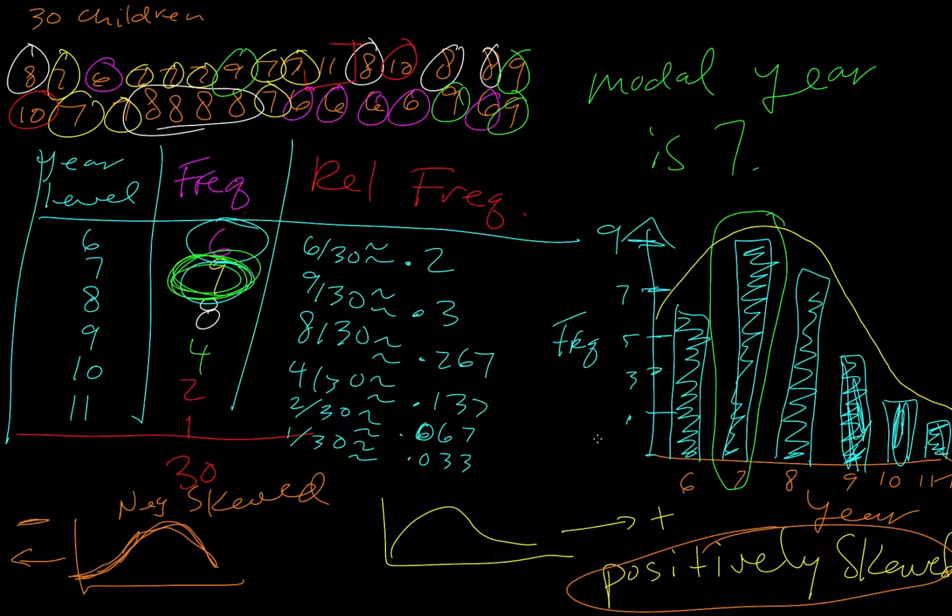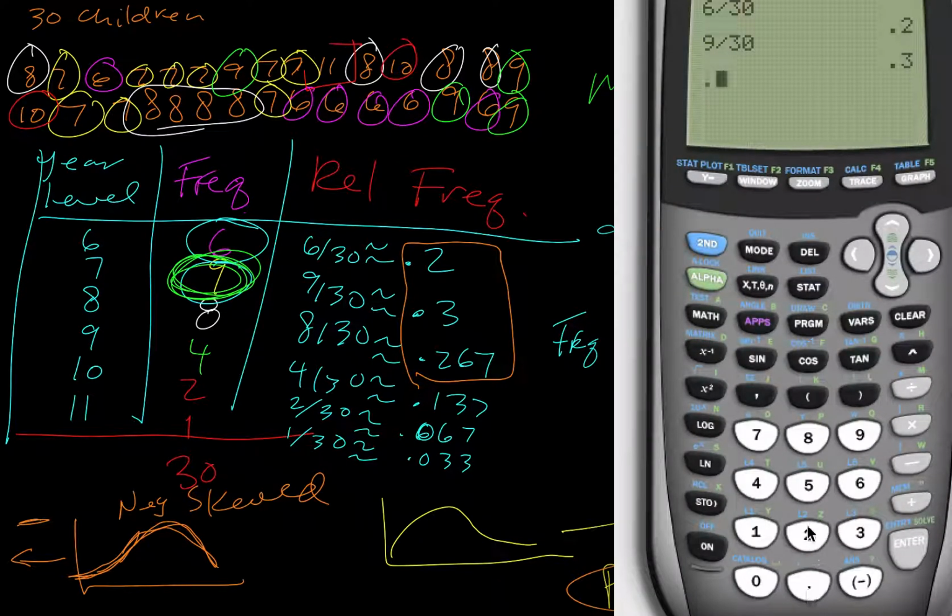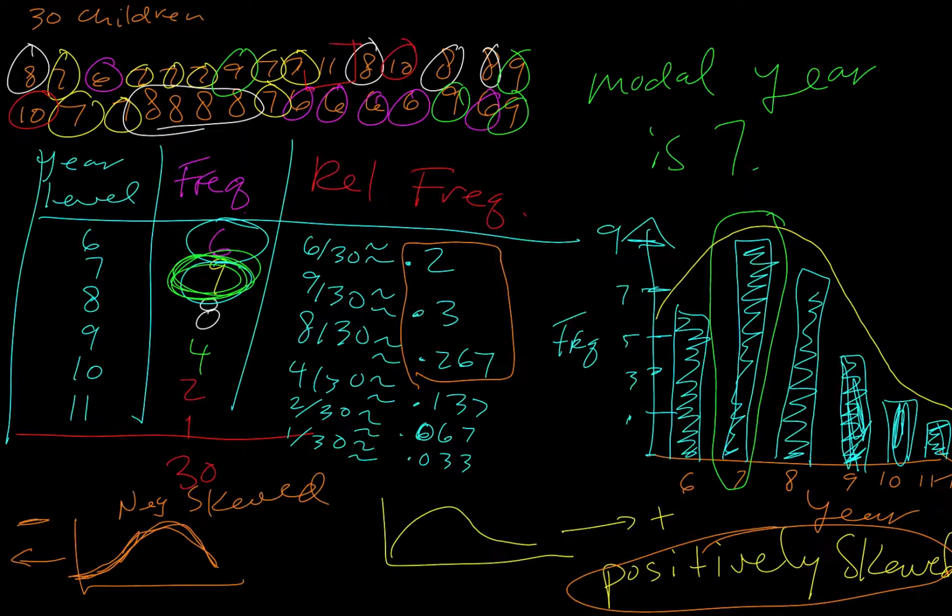Okay, now E, what percentage of the children were in year 8 or below? So if we're just looking at 8 or below, we can actually just add up all these percentages right here. So we go to our calculator, we say 0.2 plus 0.3 plus 0.267, and so that's about 77% if we round it. But since in IB we want to do 3 significant figures, we're just going to keep all of them, so it's 76.7% that are 8th or lower.